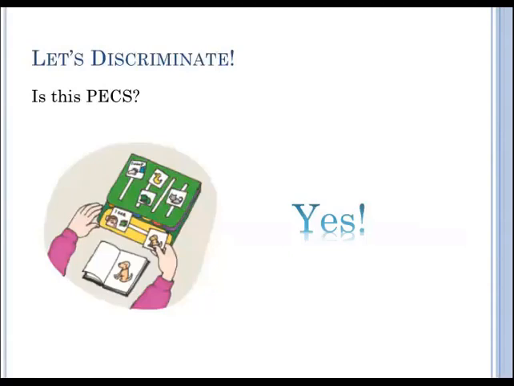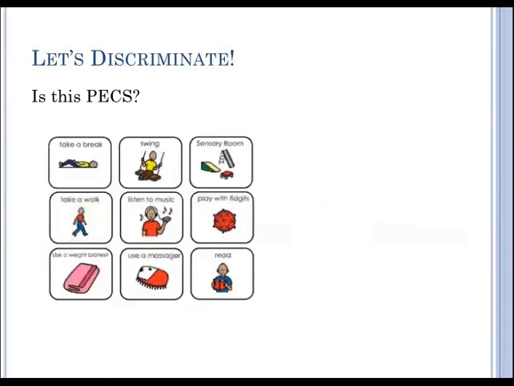All right, your hands are all down. I've got 2 more. So here's this one, a bunch of symbols on a grid. Is this an example of PECS? Is there an exchange happening? All right, good job, you guys. This is not an example of PECS. This is an example of symbols, of picture communication symbols, but not PECS. The symbols themselves are not PECS.